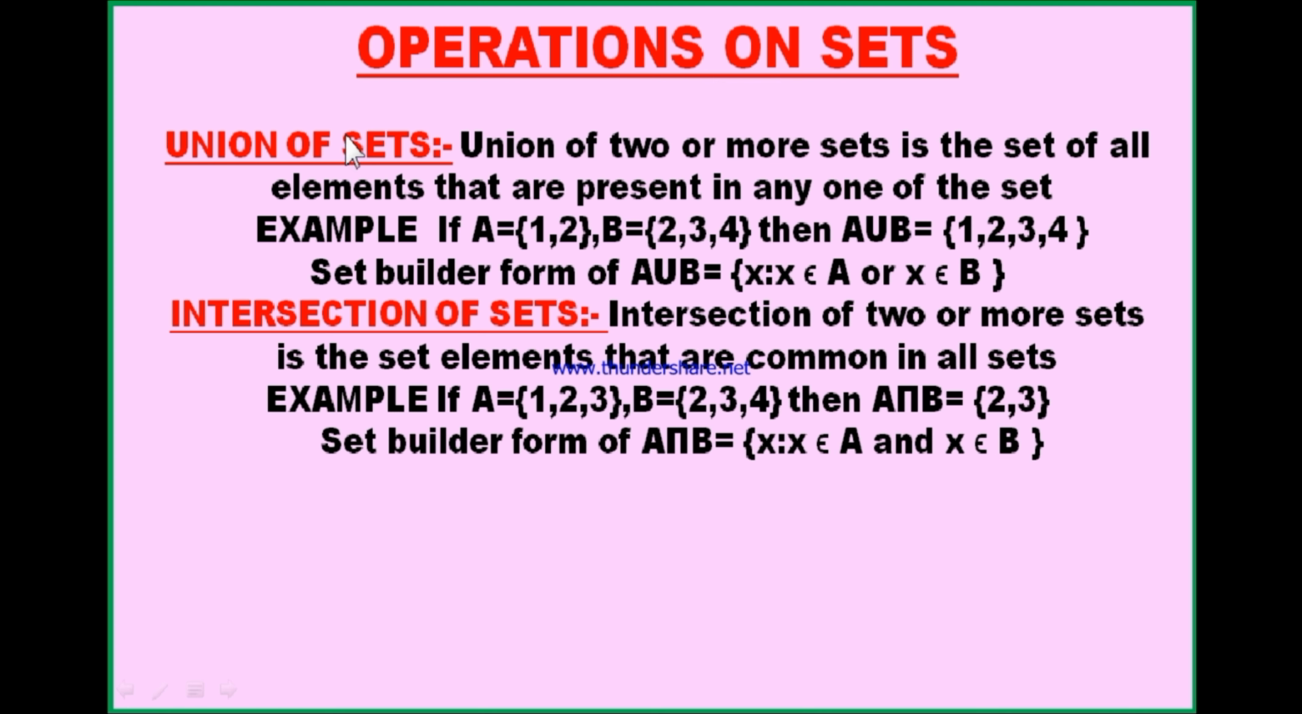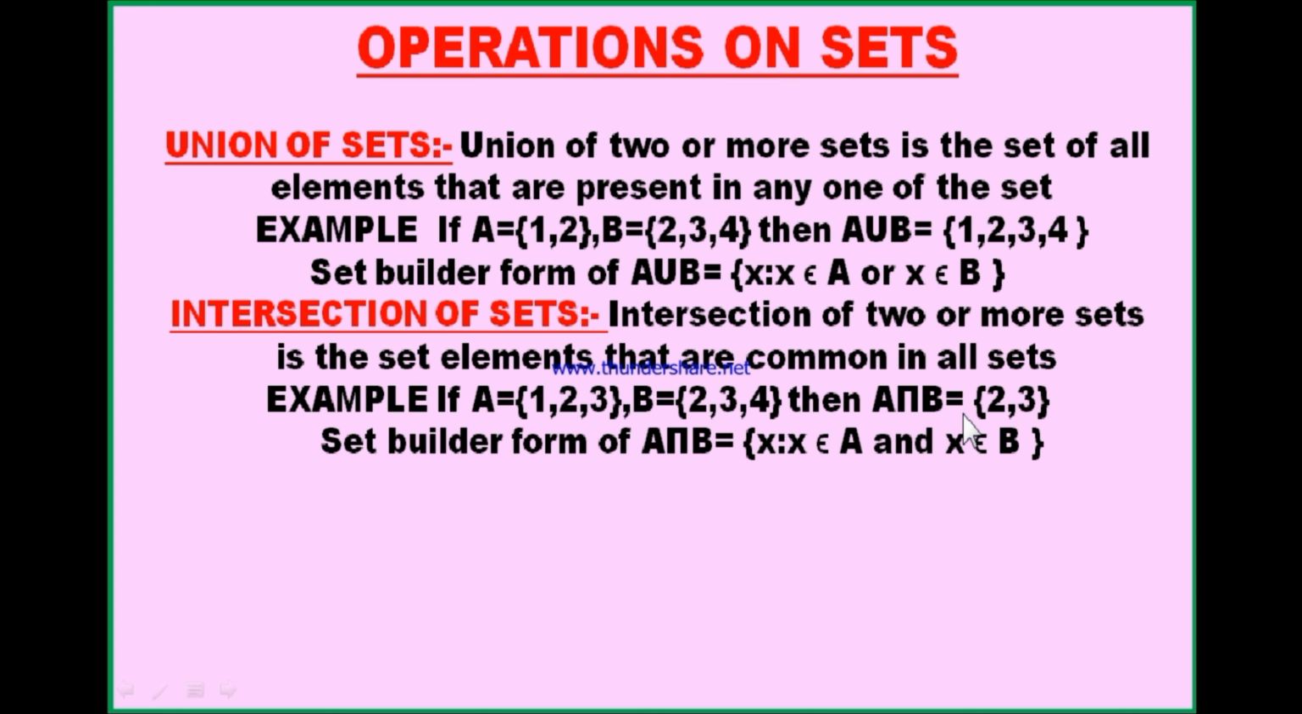Now, dear students, let us try to distinguish between union of sets and intersection of sets. Union of sets means you have to write all the elements that are present in the first set or in the second set. Therefore, an element in A union B means it is present either in the first set or in the second set. Whereas intersection means it should be a common element. That element should be present in both the sets.